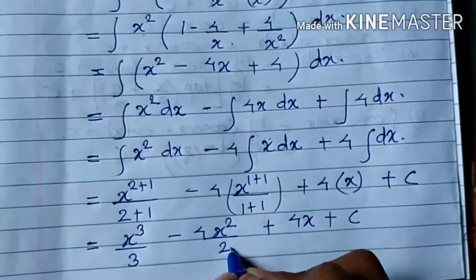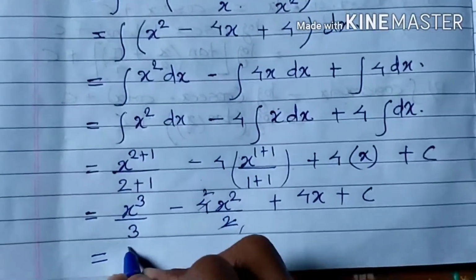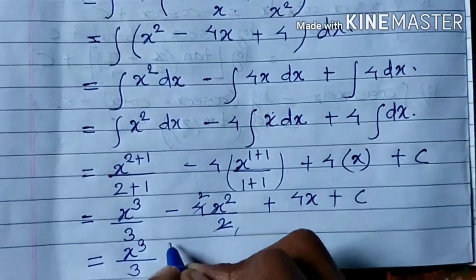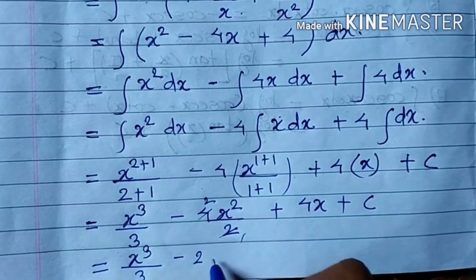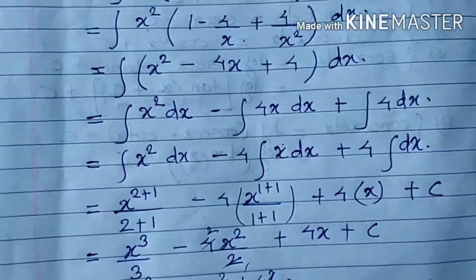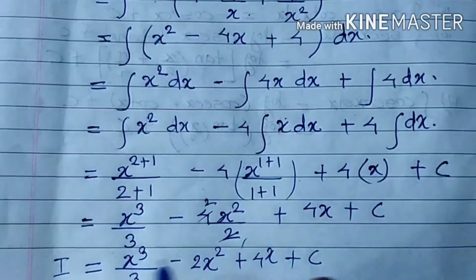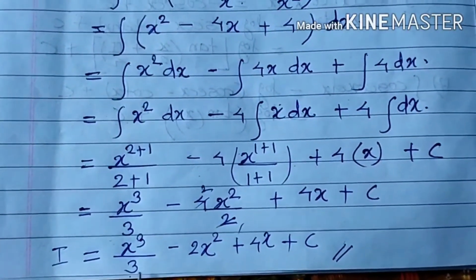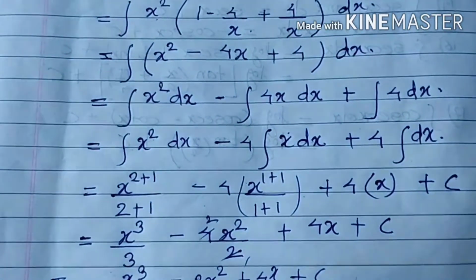So 2 2s are 4. So only remaining x cube upon 3 minus 2x squared plus 4x plus c, which is equal to I. So this is your answer. I is equal to x cube upon 3 minus 2x squared plus 4x plus c.